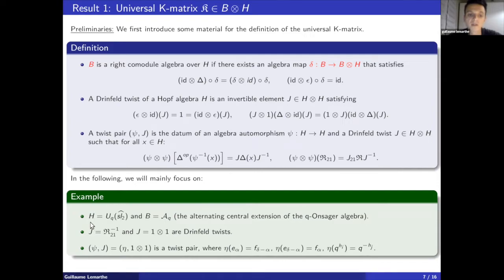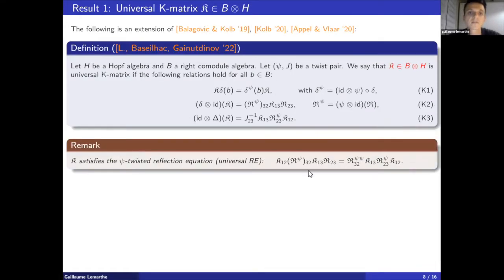So consider H equal UQSL2 affine and B equal AQ, the alternating central extension of the qOnsager algebra. This is the right comodule algebra. For the twist pair, if you take J equal R21 inverse, or J equal the trivial twist, then they satisfy these relations. And now for the twist pair, if you take eta and the trivial twist, it is a twist pair where eta acts on the root vectors of UQSL2 affine as follows. Okay, so we'll keep this example for the next slide.